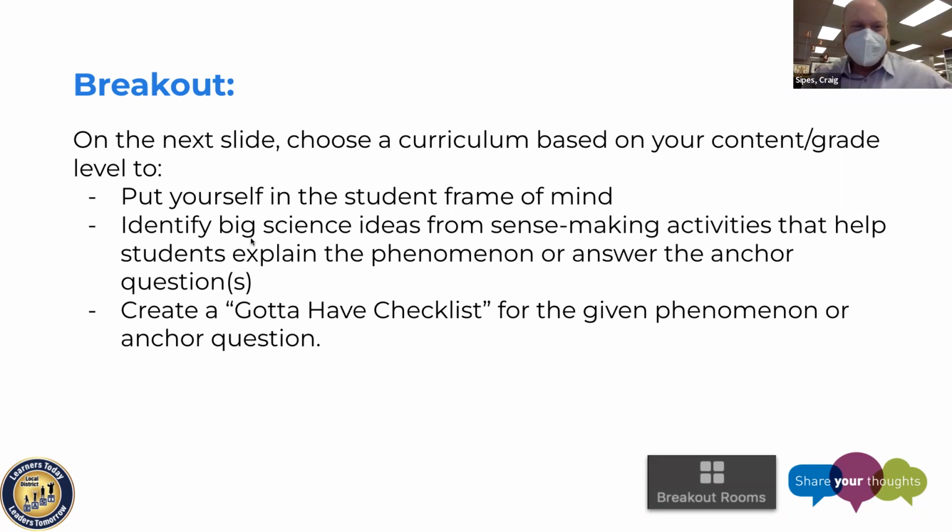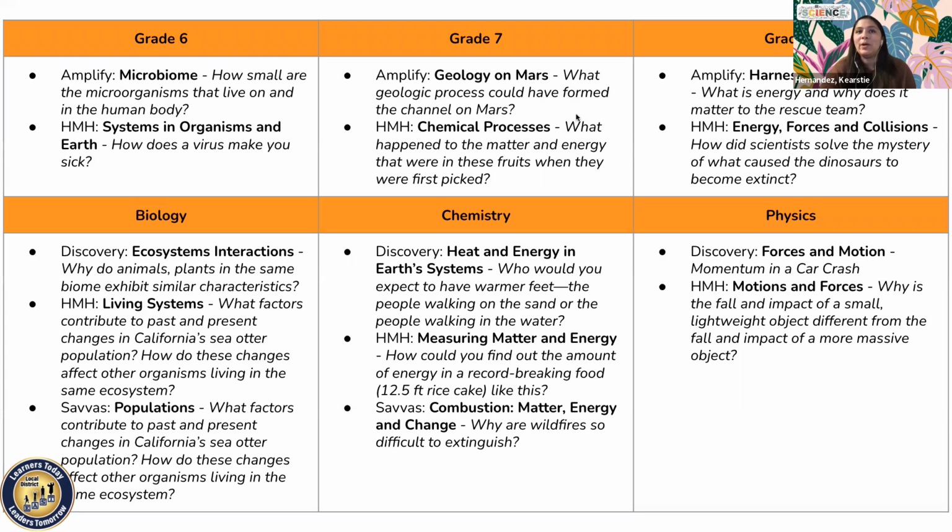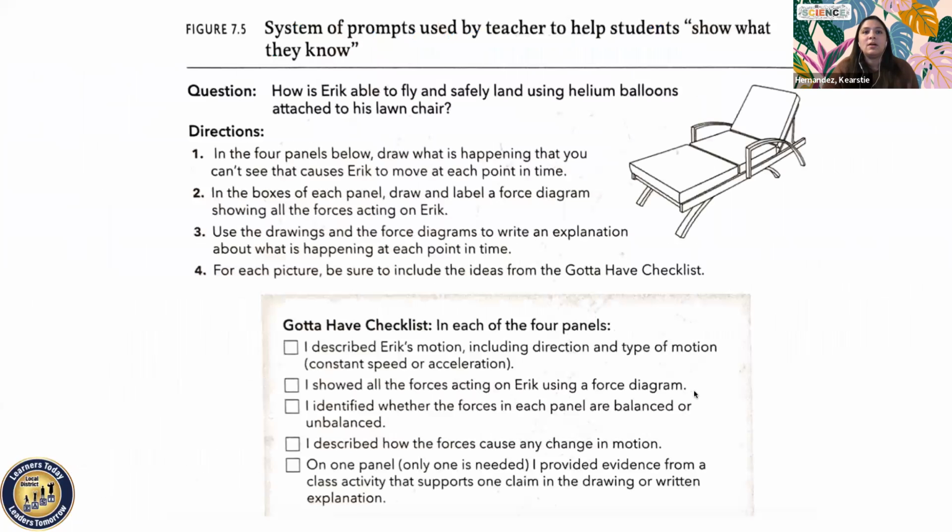Once you go into your breakout room as a team, you will agree upon which anchoring question you want to create a gotta have checklist for. It might start with answering the question, thinking about the big science ideas that you need to answer this question, and then creating that gotta have checklist. Like momentum of a car crash, I can show conservation of momentum, something like that. You're taking those big science ideas and creating that gotta have checklist, similar to what we saw here. Those big science ideas really help us answer that question or explain that phenomenon.